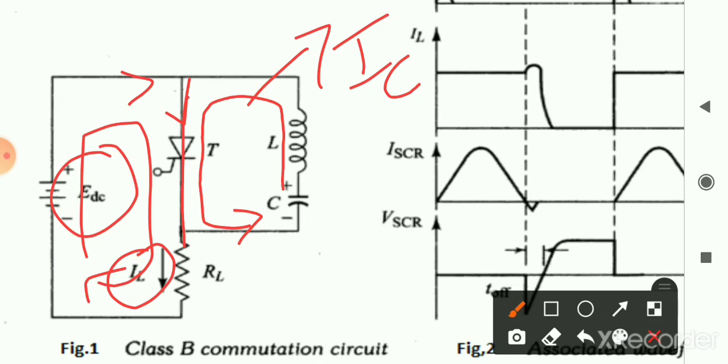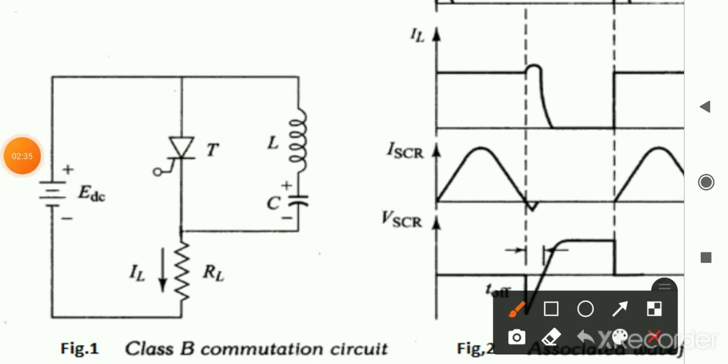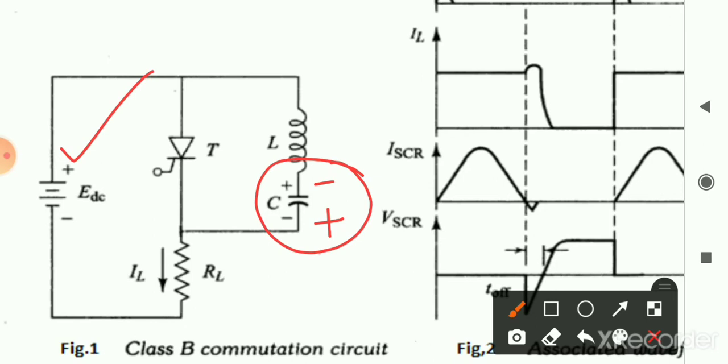When we trigger the SCR, the capacitor will start to discharge. The way it discharges is from the positive plate to L, back to T, and to the negative plate of C. When it is completely discharged, it will again start to charge with the negative polarity. That is, the positive plate becomes negative and the negative plate becomes positive. So it charges in the negative direction up to a value of EDC.